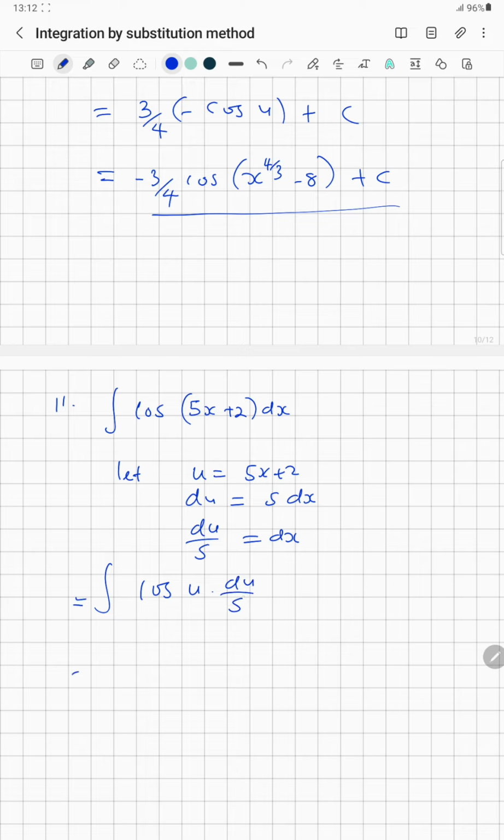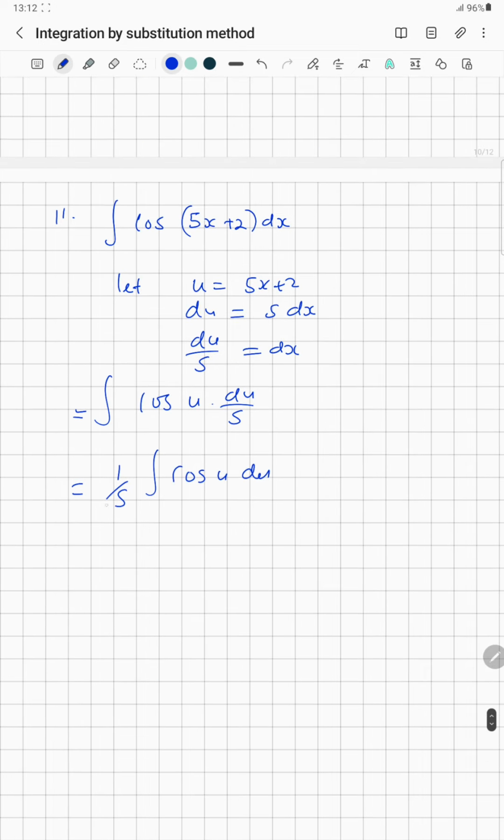This is the same as integrating 1 over 5 cos of u with respect to u. And now we know from your tables, the integration of cos is sine. This is the same as 1 over 5 sine of u plus c, which is the same as 1 over 5 sine of 5x plus 2, plus c.